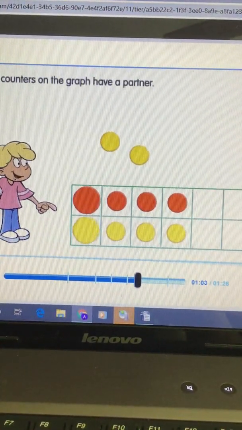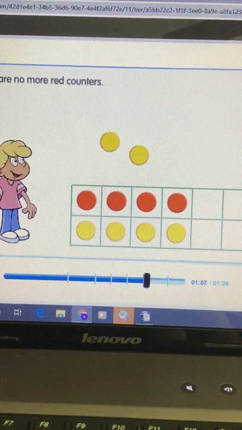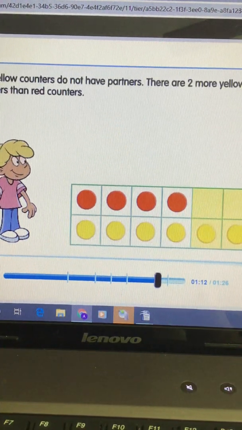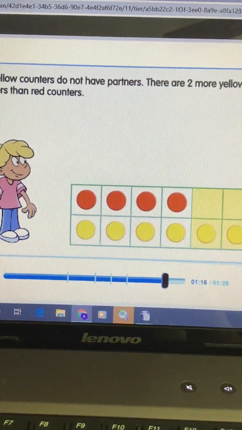All the counters on the graph have a partner. There are no more red counters. 2 yellow counters do not have partners. There are 2 more yellow counters than red counters.